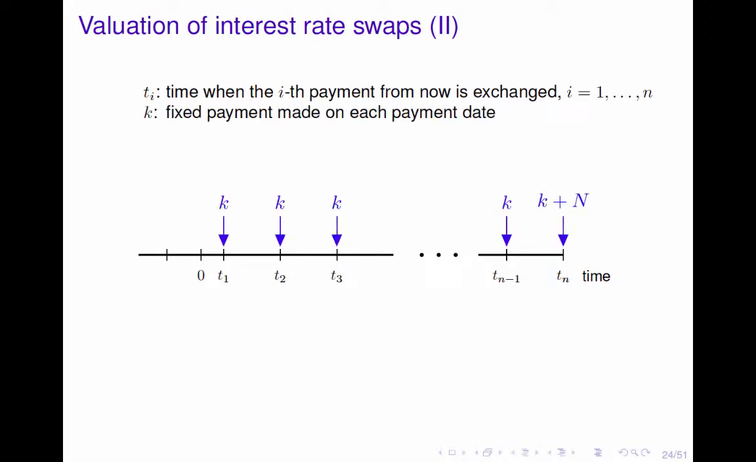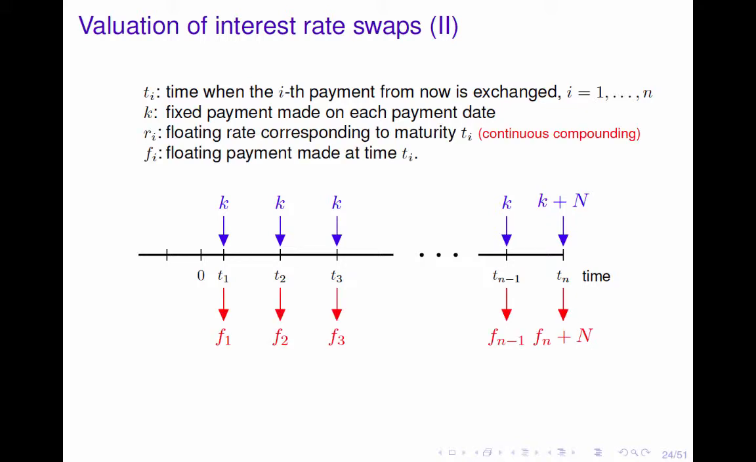Let K be the fixed payment made on each payment date. Let Ri denote the floating rate corresponding to the maturity Ti with continuous compounding, and Fi be the corresponding floating payment made at time Ti.